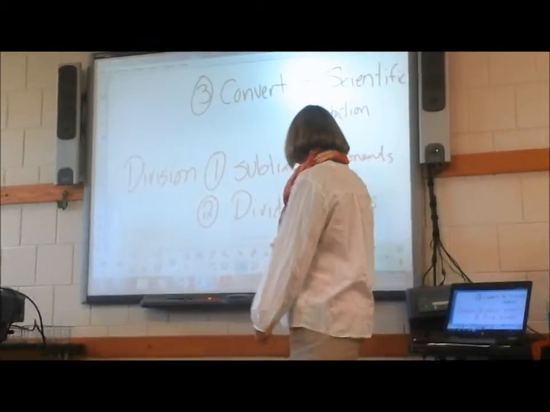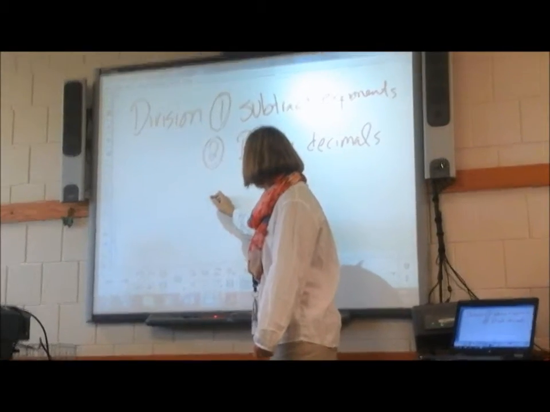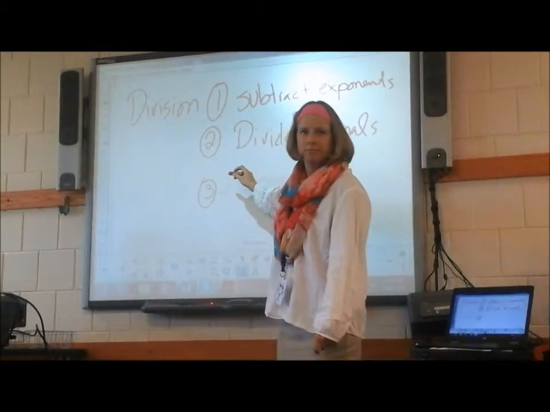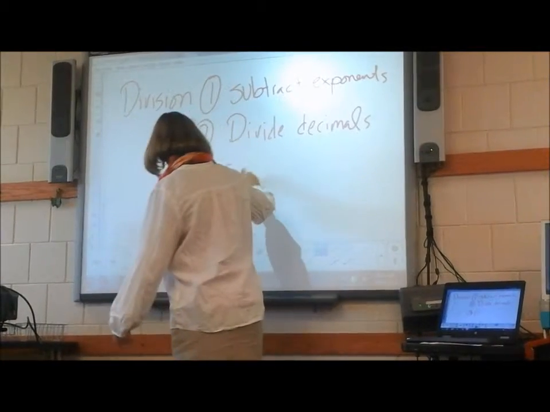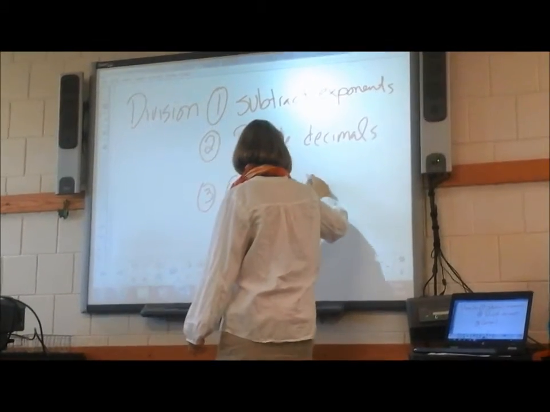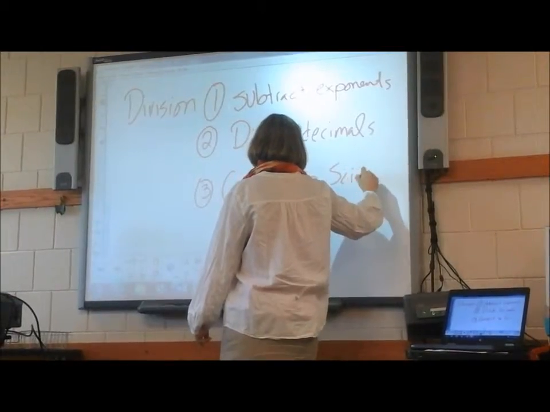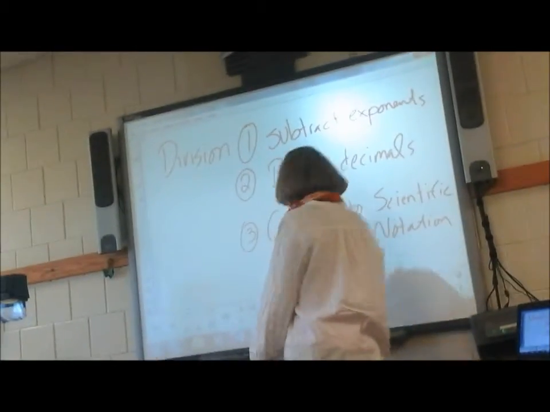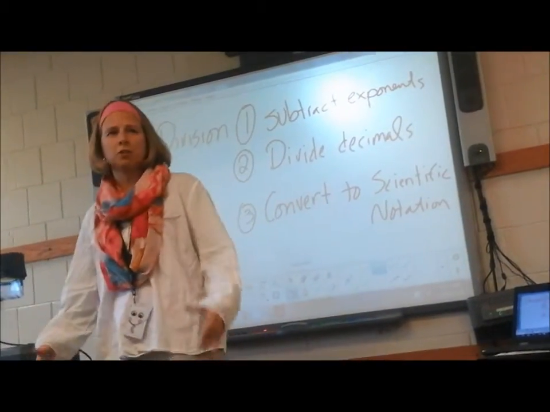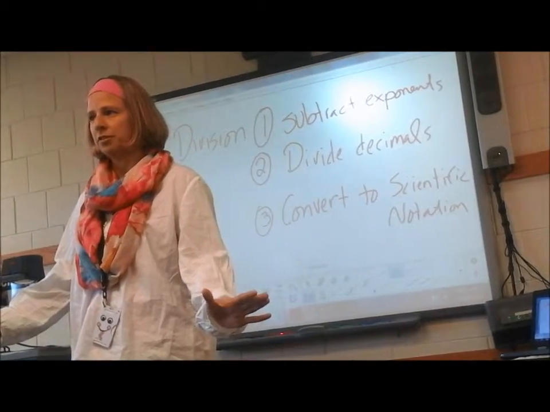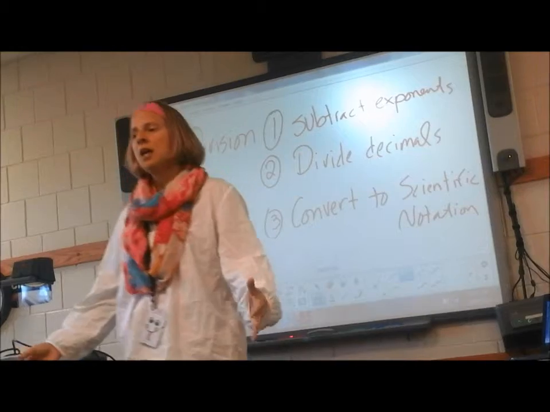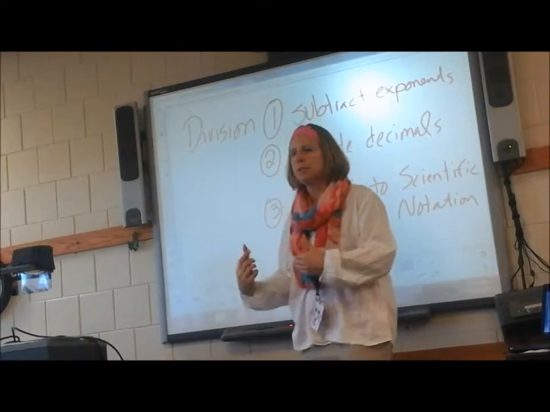In division, we're not going to multiply. We're going to do what with the decimals? Divide. Okay. And for step 3, the same thing: convert to scientific notation, only when necessary. Questions, comments, or concerns?